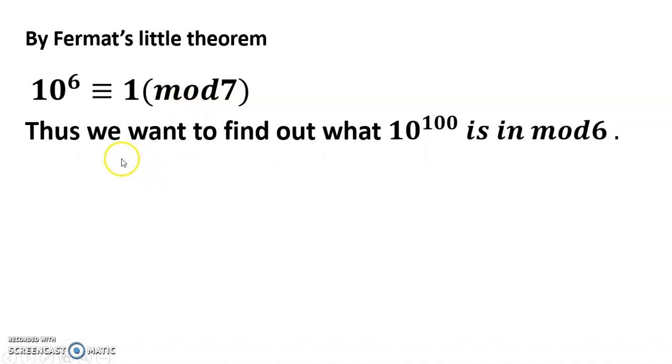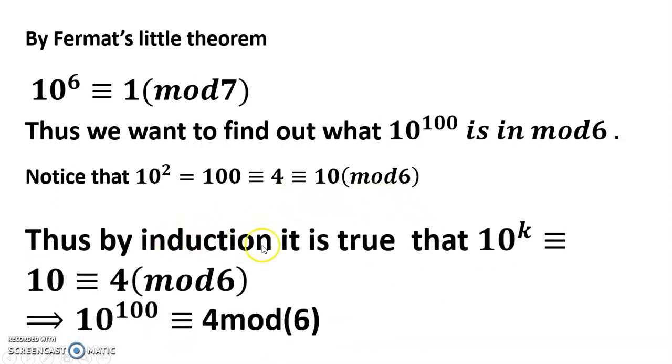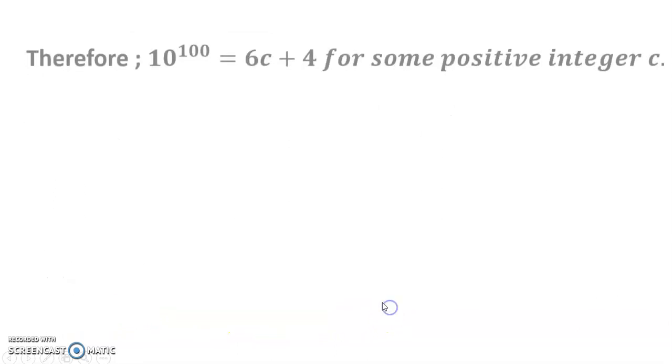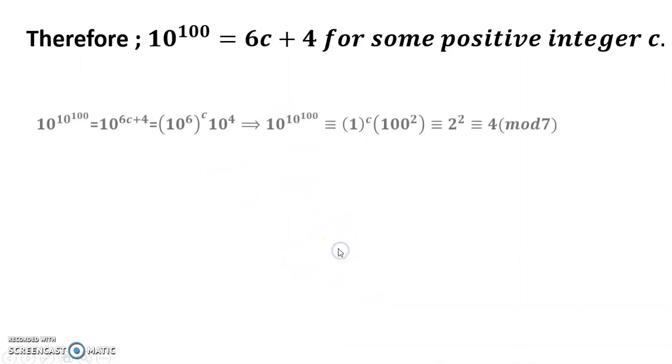Okay. So now we want to find out what 10 to the power 100 is in mod 6. So 10 squared is equal to 100, which is equivalent to 4 mod 6, and thus by induction 10 to the power k is equivalent to 4 mod 6. So 10 to the power 100 can be written as 4 mod 6. So 10 to the power 100 can be written as 6c plus 4 for some positive integer c.